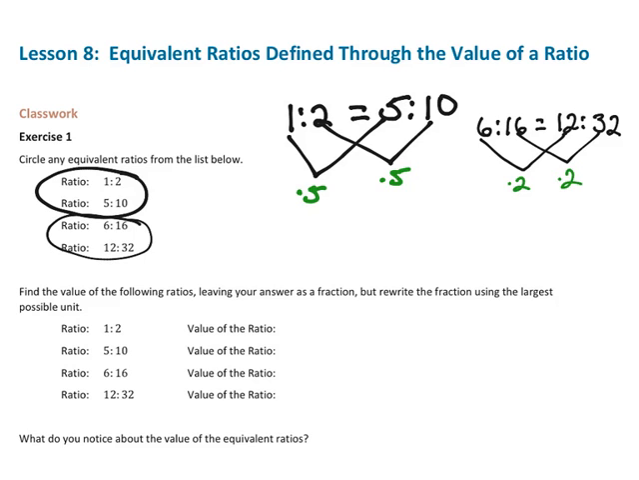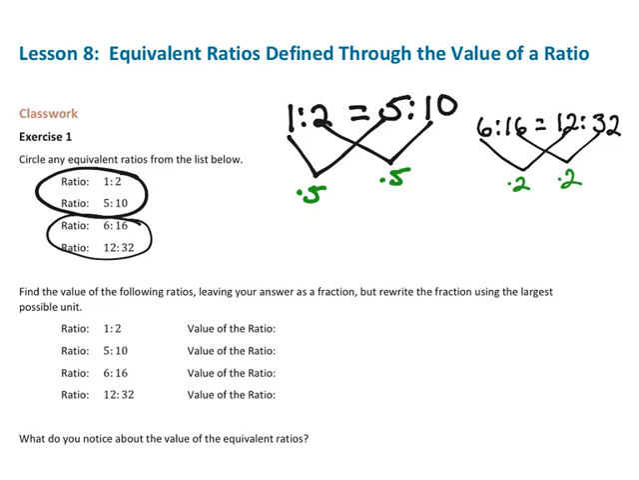Okay, next it says find the value of the following ratios, leaving your answer as a fraction, but rewrite the fraction using the largest possible unit. That's a lot of extra words for basically, they would like us to look at the value, which we discussed very briefly in Lesson 8. The value of the ratio would be the ratio written as a fraction in its simplest form.